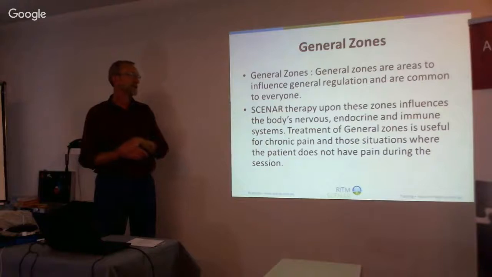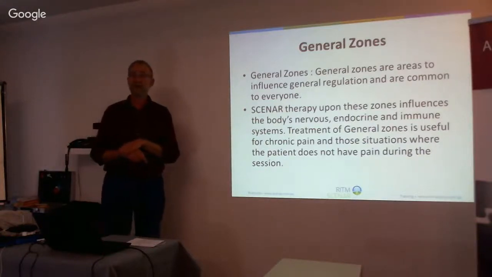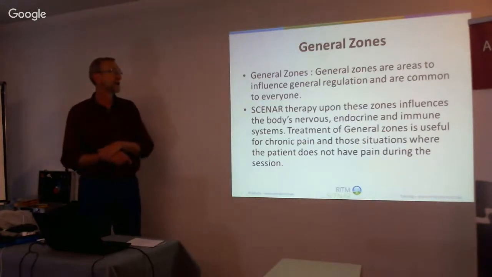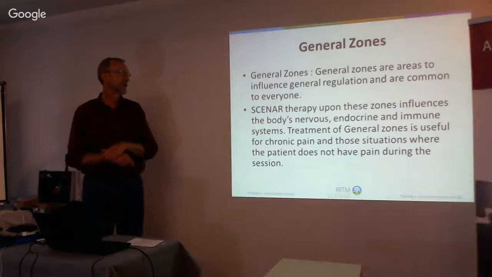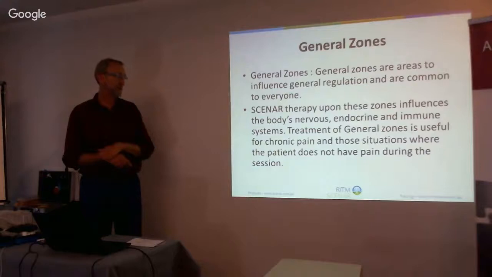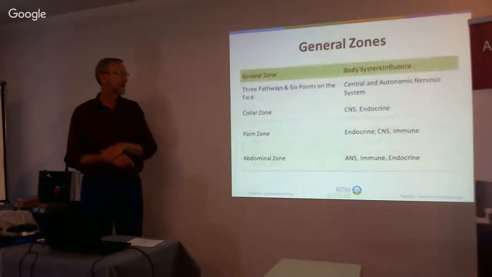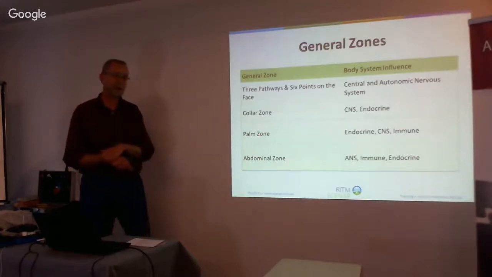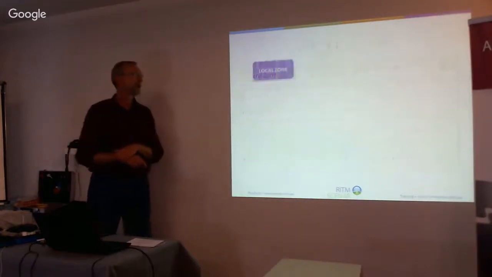With treating general zones, we can influence the body's nervous system, that's the central nervous system and the autonomic nervous system, endocrine, immune system, and the metabolism as well. We have got these 4 general zones that I mentioned before. 3 pathways, 6 points: collar zone, palm zone, and abdo zone or abdominal zone.